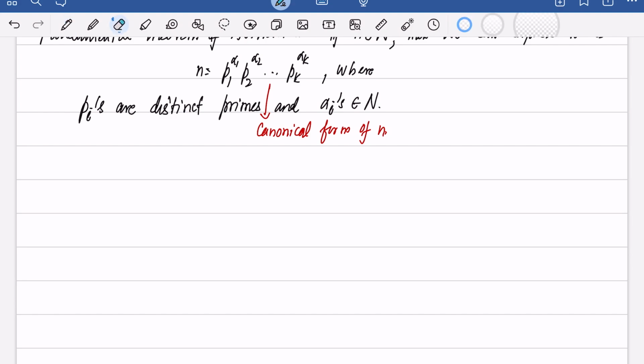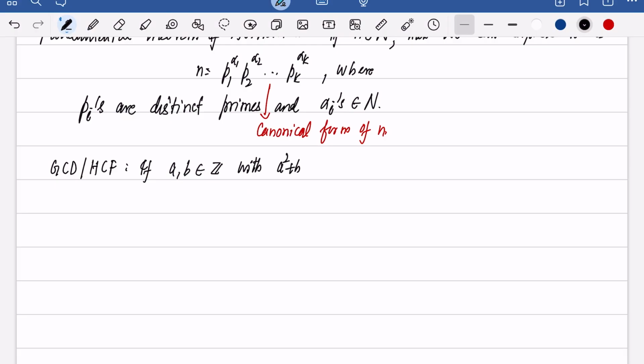Now let's come to define the GCD and the LCM. GCD, which is also known as the HCF, is read as greatest common divisor or highest common factor. This is defined as follows: if a and b belong to Z with a square plus b square not equal to 0. We use this condition to mention that both a and b are not 0. At least one of them has to be non-zero to define the GCD.